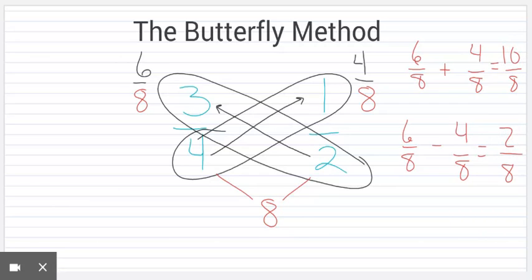Now, these are both simplifiable fractions. This is an improper fraction. This could be simplified, but we'll get to that in a later video.